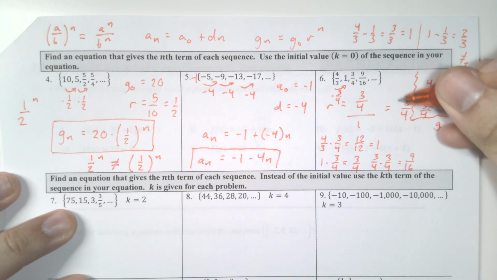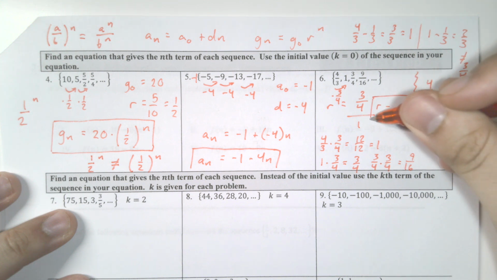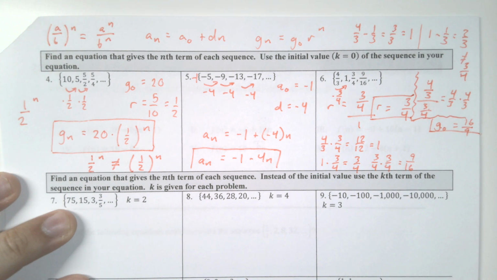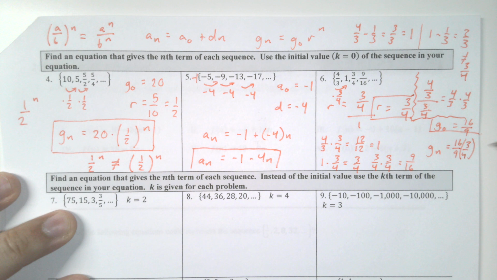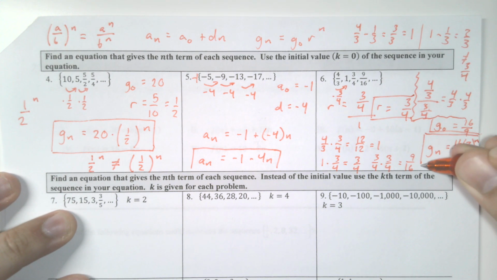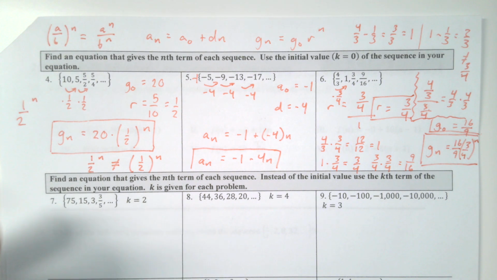And remember, our ratio was 3 over 4. So, a lot going on in this box. However, our formula is going to be G sub n equal to G sub 0, which is 16 over 9, times our common ratio of 3 over 4, in parentheses, to the power of n. Sorry that got a little bit cramped in there, but that is our formula for this one.